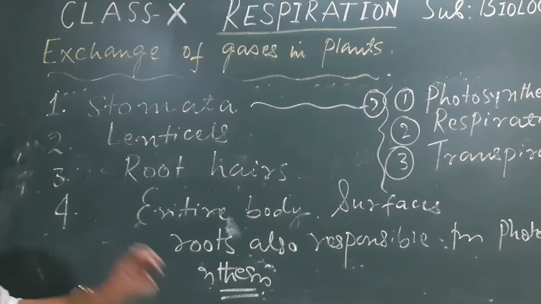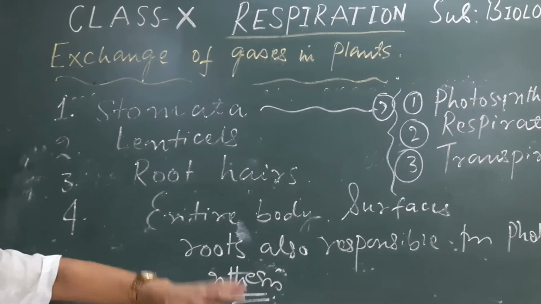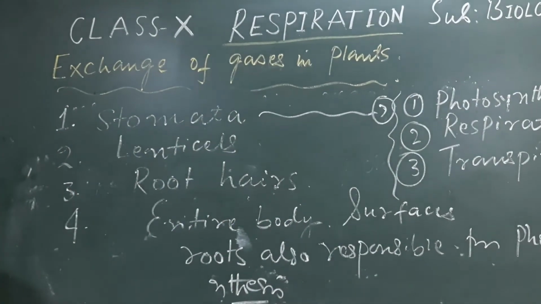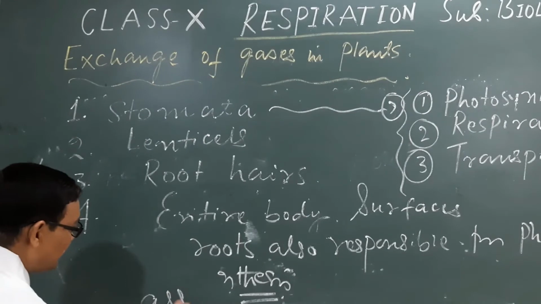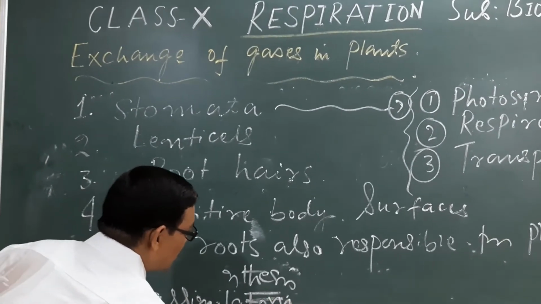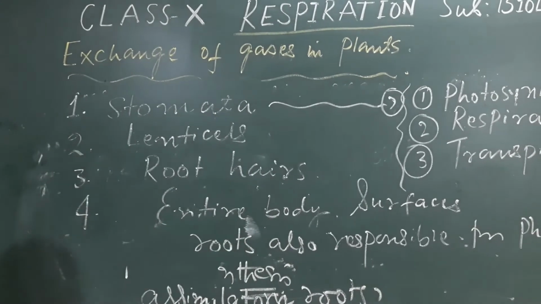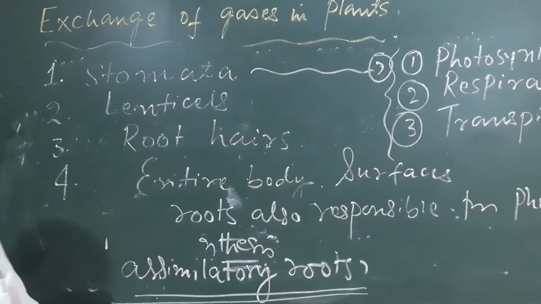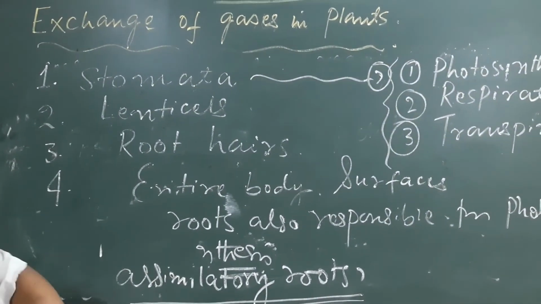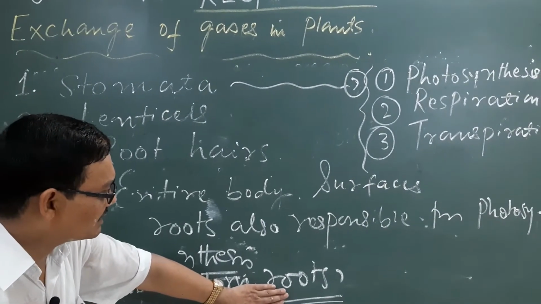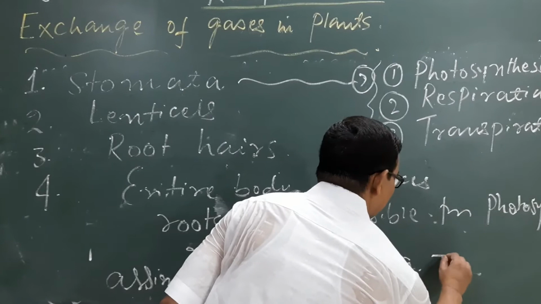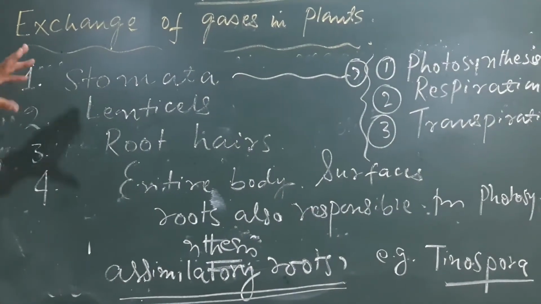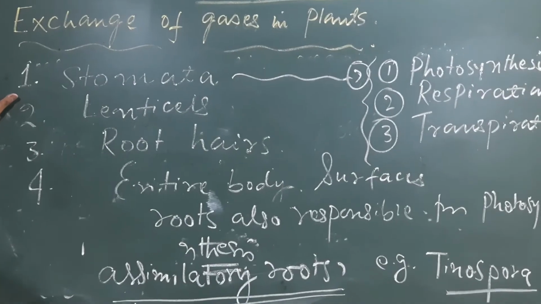You have seen the roots modified for the exchange of gases, and also roots modified for the process of photosynthesis, and that type of root is known as assimilatory roots. Just like the respiratory roots, these roots develop above the ground, above the soil, and perform the function of photosynthesis. An example here is Tinospora. And for the exchange of gases, examples of respiratory roots are the mangrove species of plants.